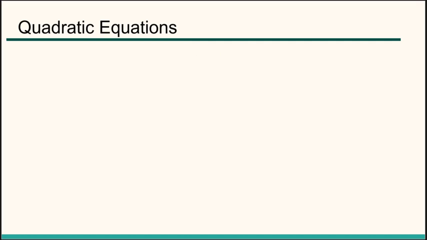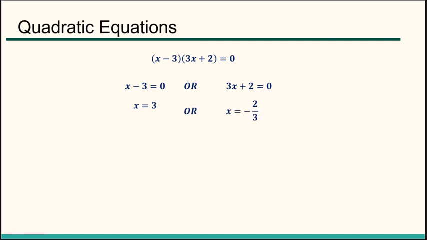Let's try again. Let's say we have (x - 3)(3x + 2). This one's a little trickier. The x minus 3, we've already done that. I know that x minus 3 can be 0, but I could also have 3x plus 2 equal to 0. So I would say x equals 3. And then for this one, I need to subtract 2 from both sides and divide by 3. We learned how to do that earlier. This answer is negative 2/3. So we have two answers.